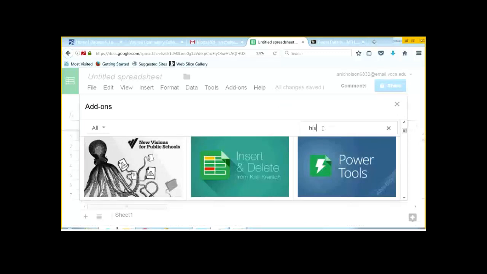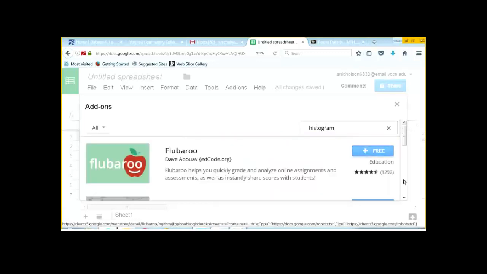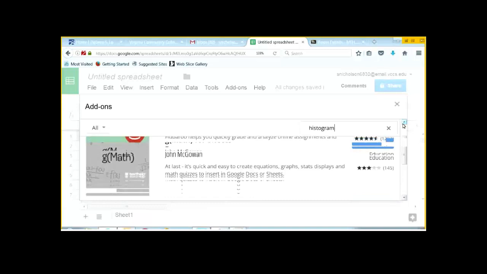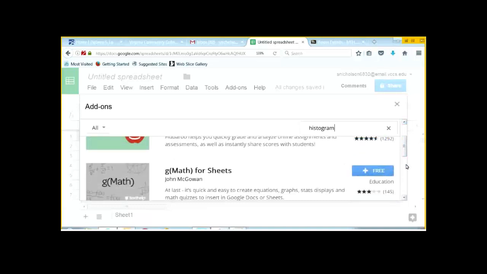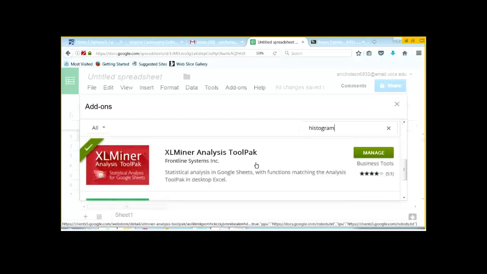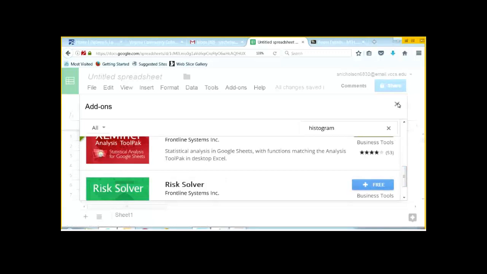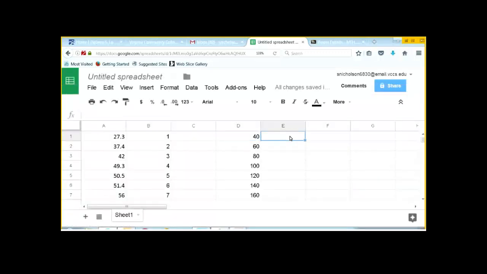So you can actually search. If I search for histogram, so I want something to do histogram, you see there's Flubberoo, there's GMath for sheets, there's Excel Miner. This is the one I use. What you end up doing is you can choose. It says manage because I already have it, but if you want it, you can just click on it and it'll upload it to your spreadsheet. So if you have a special application, you might be able to find something that's already been done.